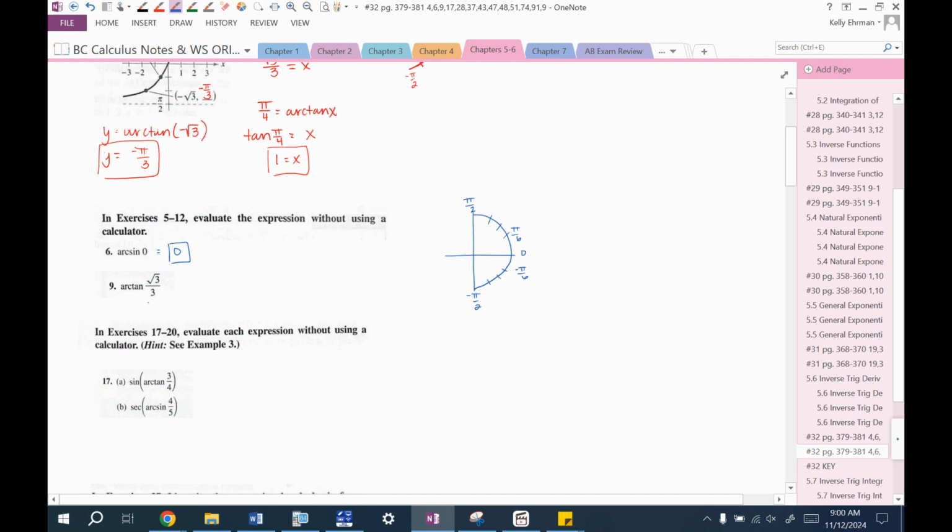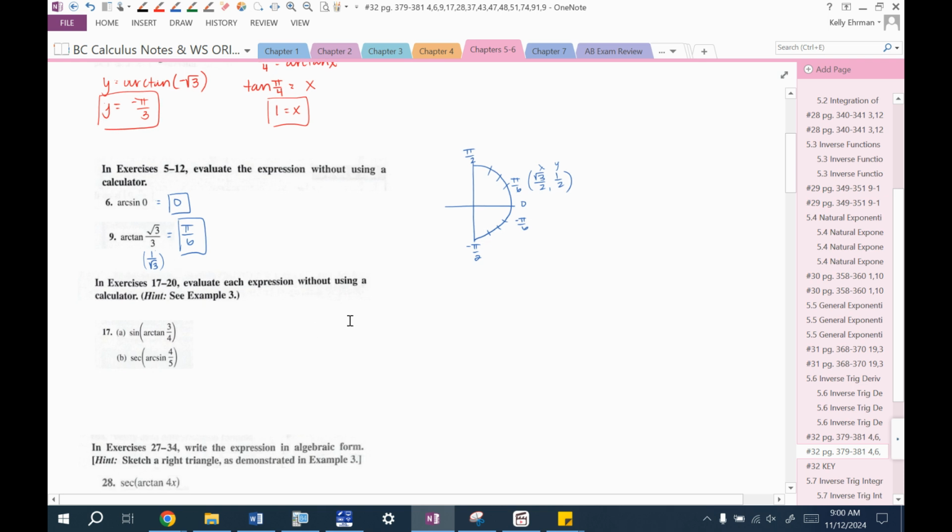Arctangent of radical 3 over 3. Remember, that's like 1 over radical 3 unrationalized. So which angle makes tangent equal to 1 over radical 3? The ordered pair at pi over 6 is radical 3 over 2, 1/2. So y over x would be 1 over radical 3. So this solution is pi over 6.